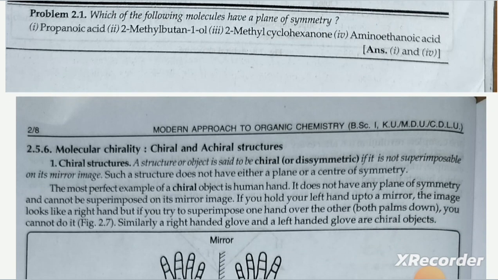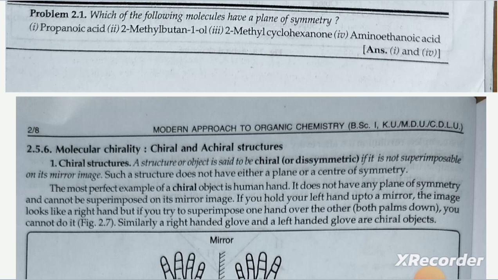Sixth is molecular chirality: chiral molecule and achiral structure. First is chiral structure. A structure or object is said to be chiral or dissymmetric if it is not superimposable on its mirror image. Such a structure does not have either a plane or a center of symmetry. The most perfect example of a chiral object is the human hand. It does not have any plane of symmetry and cannot be superimposed on its mirror image.